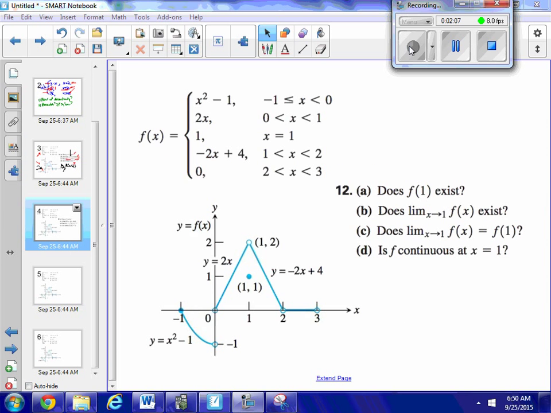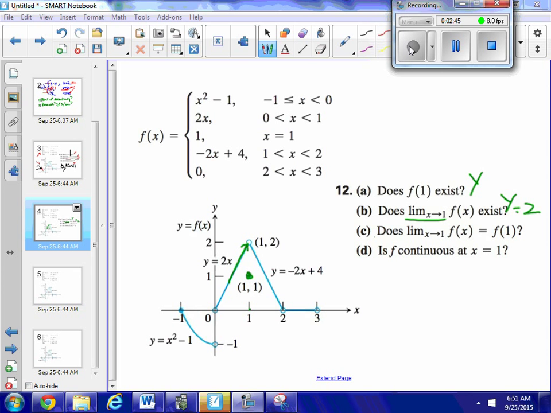Let's look at another set of questions. Same graph, same function. Does f of 1 exist? Well, here's x equals 1. Yes, right there is f of 1. Does the limit as x approaches 1 of f of x exist? Well, I'm going to follow my function here as x approaches 1. Do I have a limit? Yes, I do have a limit. That limit equals 2. That's the y value right here as x approaches 1.